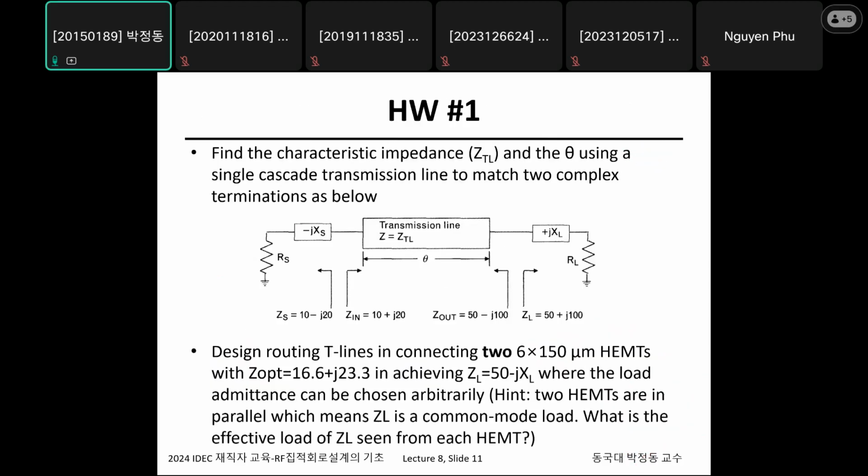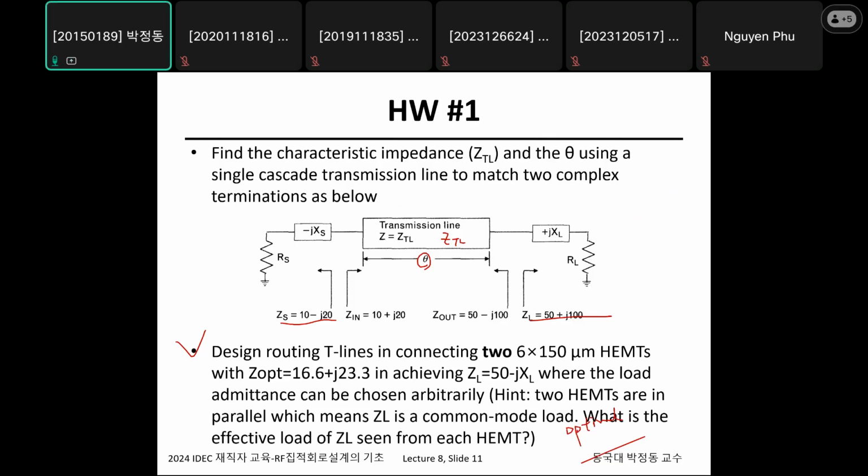Okay, here is a homework. Find the characteristic impedance TL and zeta using a single cascade transmission line to match two complex terminations. So the question is here, right? You just use the previous equation. That's it. Then you just choose a zeta and TL. The second one is just optional.